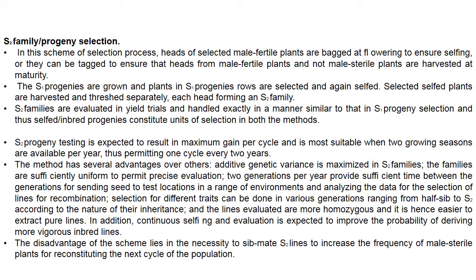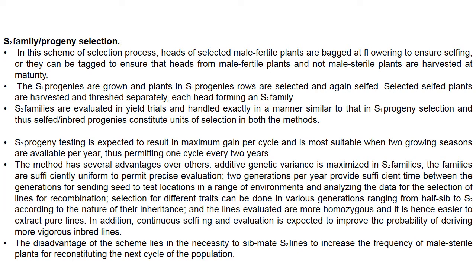S2 progeny testing is expected to result in maximum gain per cycle and is most suited when 2 growing seasons are available per year, thus permitting 1 cycle every 2 years. The method has several advantages over the other, like additive genetic variance is maximized in S2 families. The S2 are sufficiently uniform to permit precise evaluation. 2 generations per year provide sufficient time between generations for sending seed to test locations in a range of environments and analyzing the data for selection of lines for recombination.